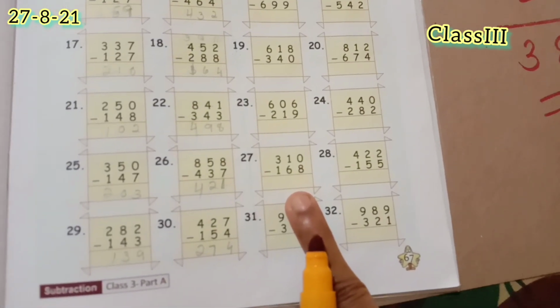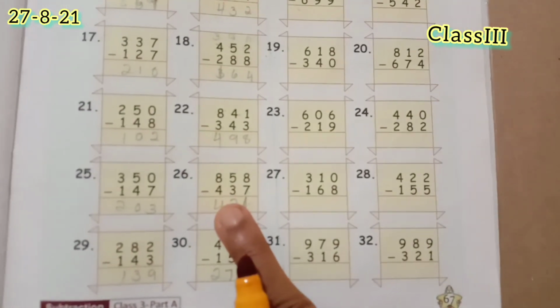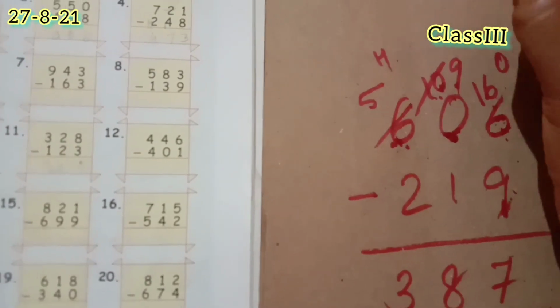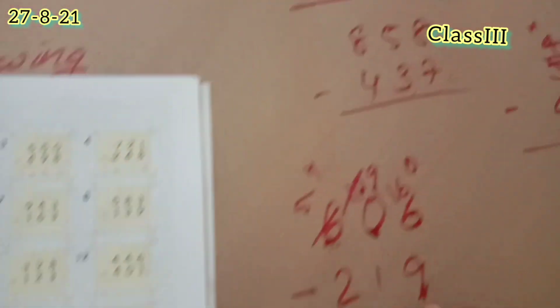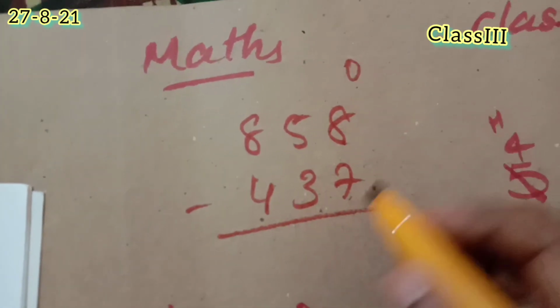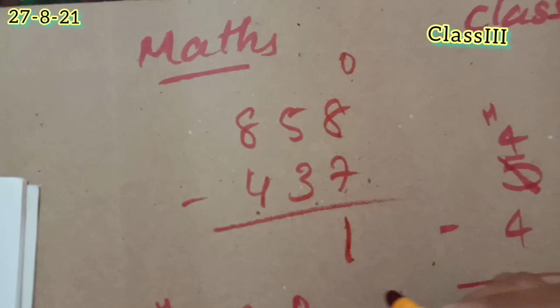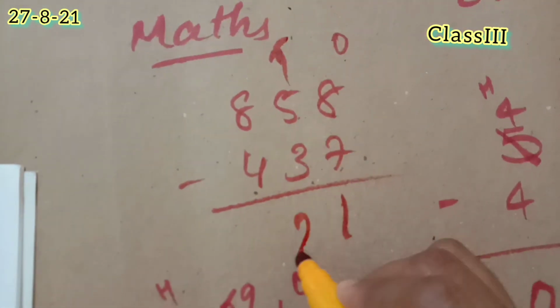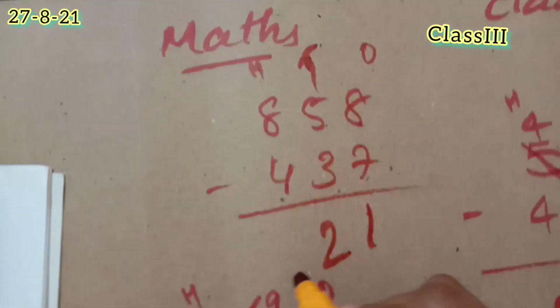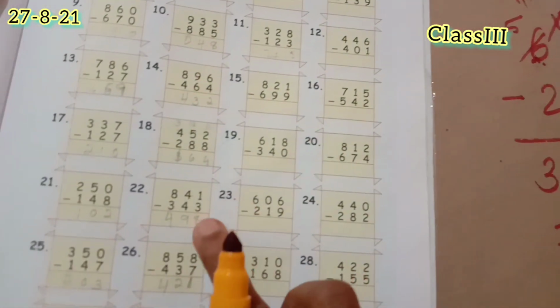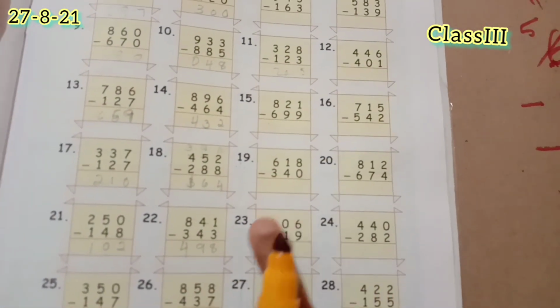Easy question now? Yes. Take the 26th one. 858 minus 437. 26th question. Look here in ones place. 8 minus 7. From 8 remove 7. I have only balance 1. 5 minus 3, 2. 8 minus 4, 4. This is without borrowing. The answer is 421. Question number 26 I think.